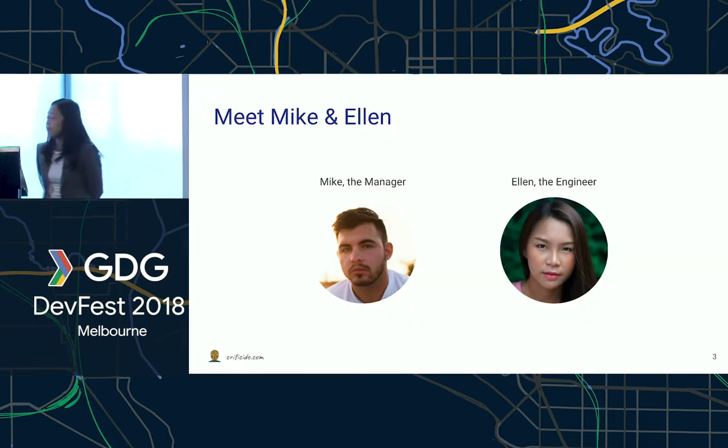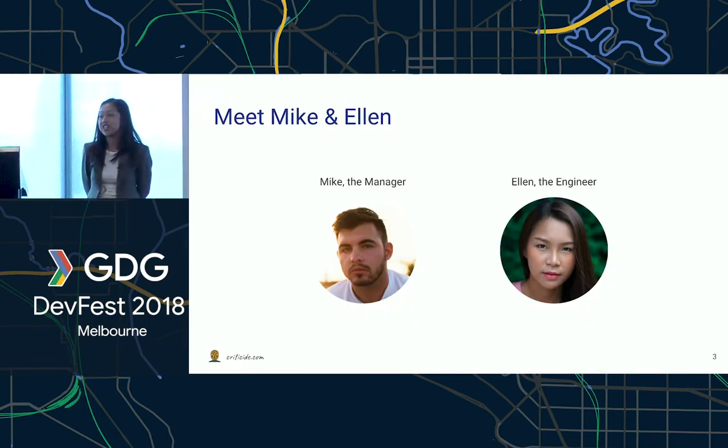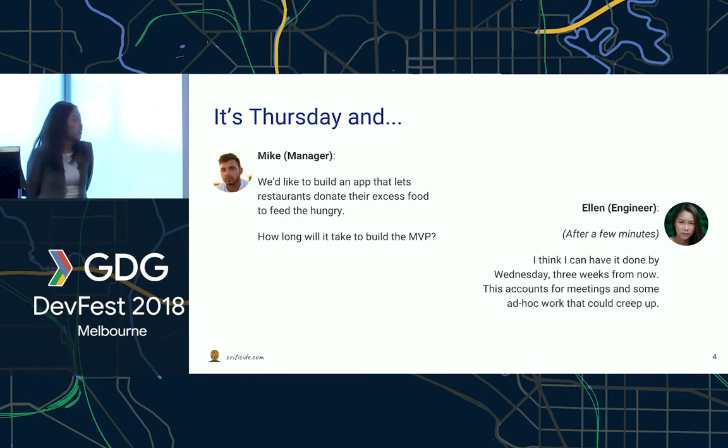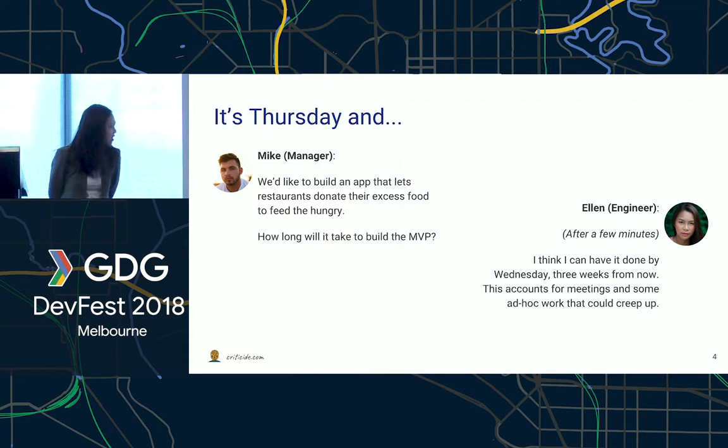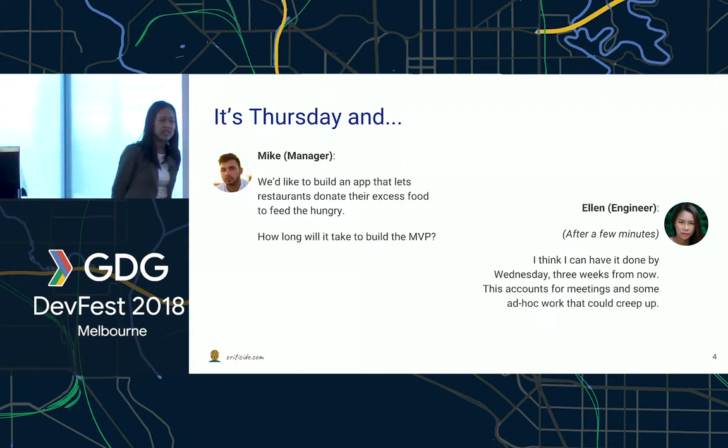So meet Mike, the manager, and Ellen, the engineer. It's Thursday, and Mike's got this great idea to build an app on how to donate excess food to feed the hungry. And he wants to know, of course, how long the MVP is going to take. Ellen sits there for a few minutes, and she's like, I think I can have it done by Wednesday, 3 weeks from now, to account for those ad hoc meetings and work and stuff.